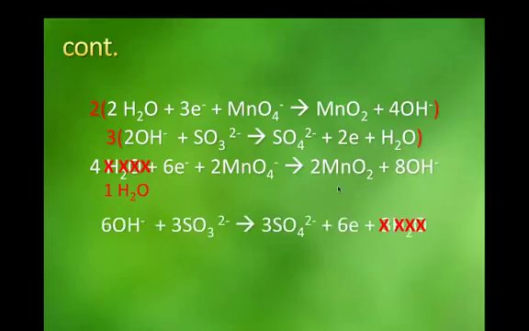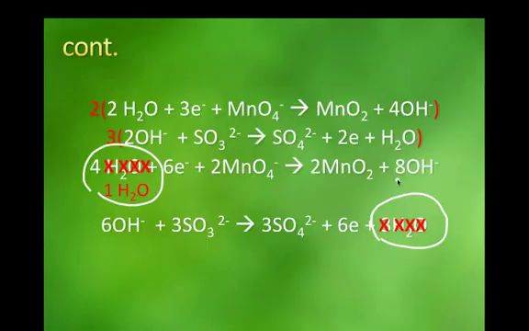What am I crossing out? Oh, waters. Let me just be sure everyone sees. In the permanganate reaction, we had 4 waters. And in the sulfite reaction, we had 3 waters. So cancel just 1 of them, and we're left with 1.